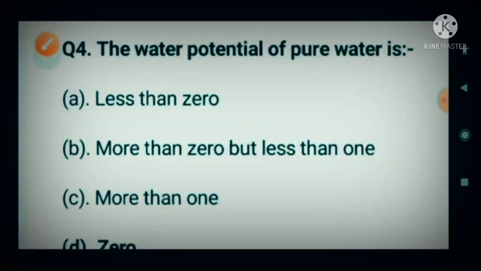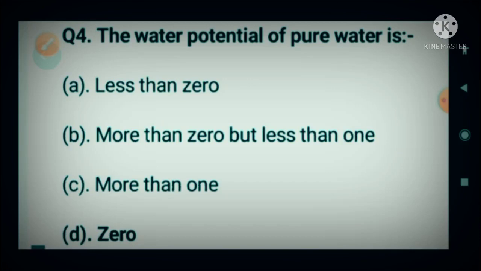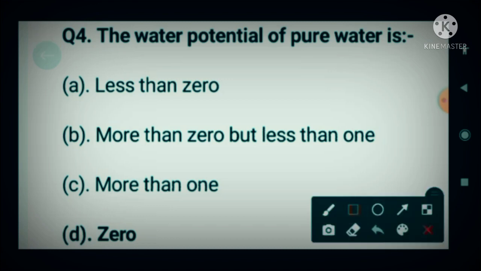Next question is: the water potential of pure water is option A less than 0, option B more than 0 but less than 1, option C more than 1, and option D is 0. Remember, at standard conditions, the water potential of pure water is always equal to 0.